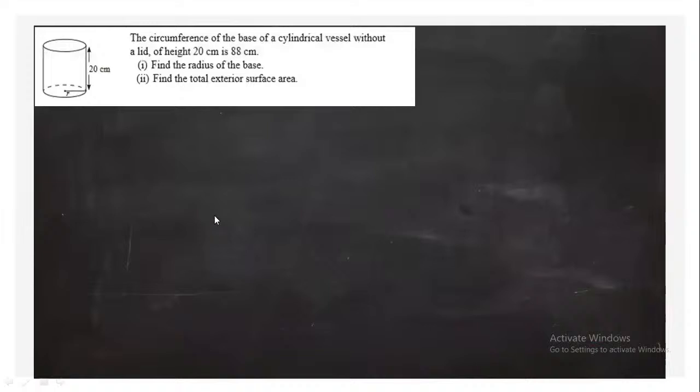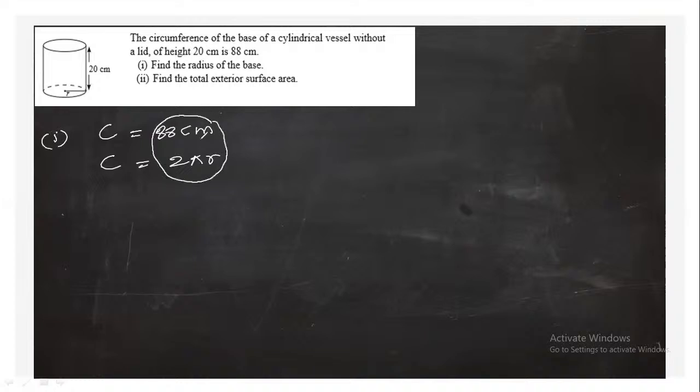Next one, the circumference of the base of a cylindrical vessel without a lid of height 20 centimeter is 88 centimeter. Find the radius of the base. It means circumference has been given, that is 88 centimeter. You already know circumference equals 2 pi r. Right? This is the first one. So you can find the radius by using this.